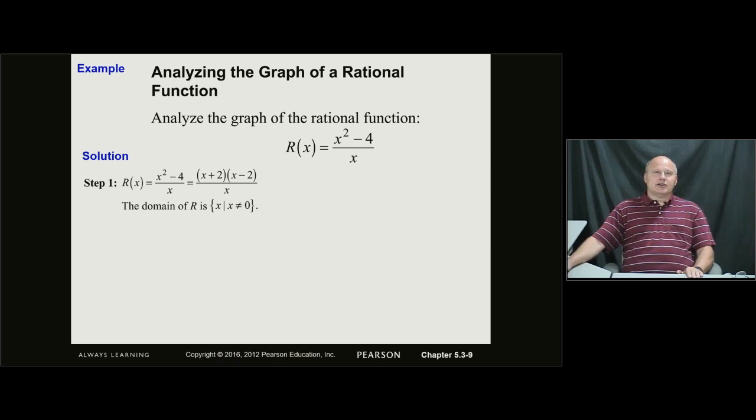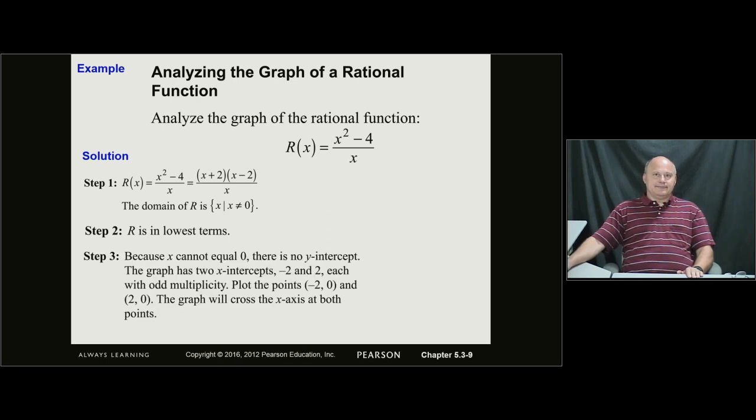Look at the solution. So we factor the numerator out, x plus 2, x minus 2 over x, so that's lowest terms. So the domain is all real numbers except for x equals 0, so x cannot be 0. And that means there's a vertical asymptote there. Step 2, we're going to write that in lowest terms. It's there. Now step 3, because x cannot equal 0, there's no y-intercept. So the graph has two x-intercepts, plus or minus 2, setting the numerator equal to 0, remember. Each has odd multiplicity, so the graph crosses there.